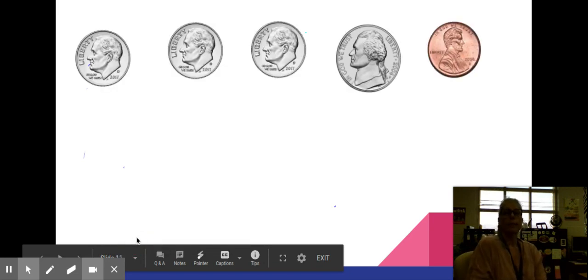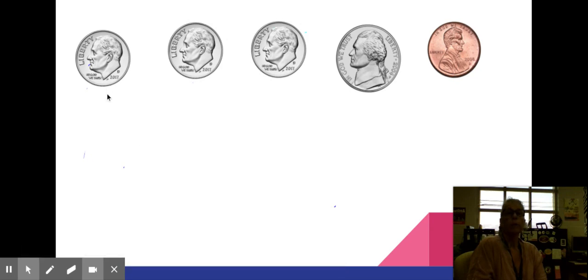And our last slide. Today, we've got 3 dimes, and dimes are worth 10 cents. So we've got dime, dime, dime. We'll count by tens to count our dimes. Then we're going to move on to this coin, which is a nickel. A nickel is worth 5 cents. And the little copper one is a penny. That's right, it's worth 1 cent.